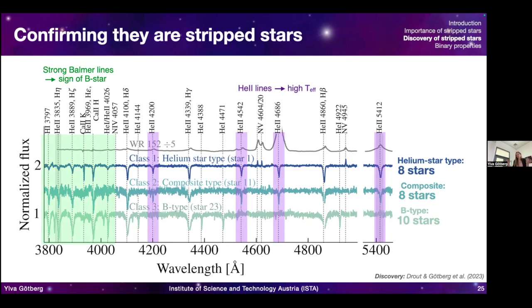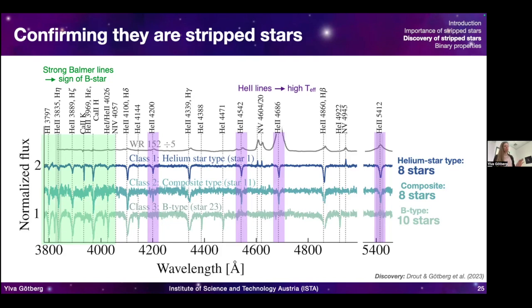This is presumably binary. And the class 3, the B-type, could be those few cases where in the optical, the B-type star is actually dominating the flux, but the stripped star is still sufficiently bright to provide a tiny bit of UV excess, making it possible to detect.